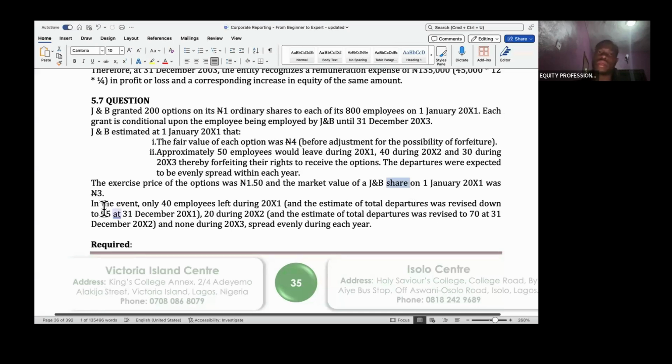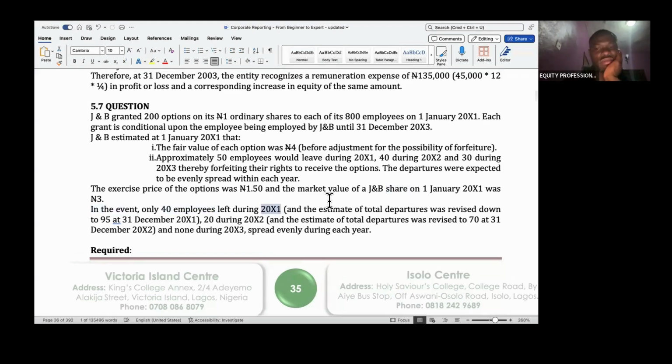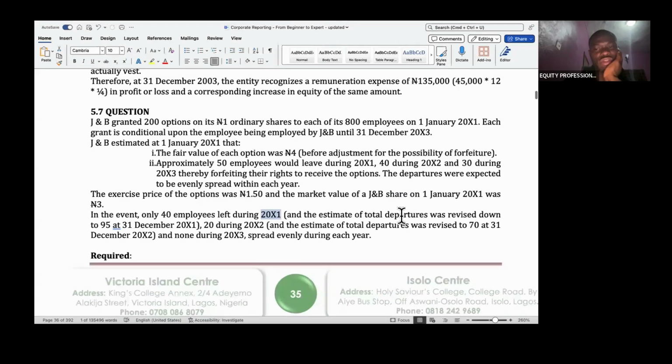Now, in the event, that is at the year end, they said only 40 employees left during 2001. And the entity's estimate of total departures was revised down to 95 at 31st December 2001. So how many employees would vest based on 2001 estimates? How many employees will vest?